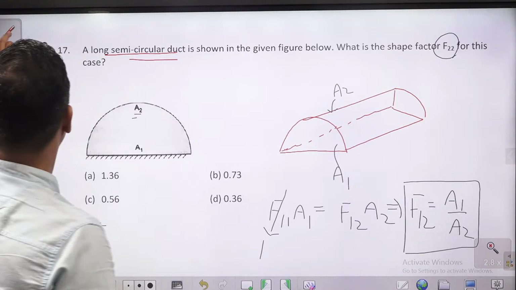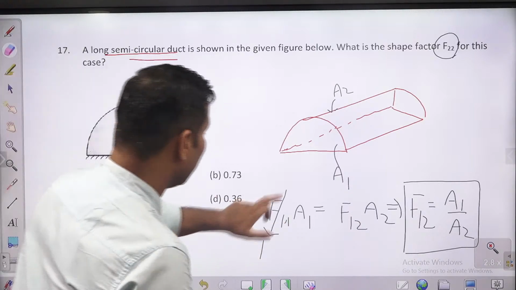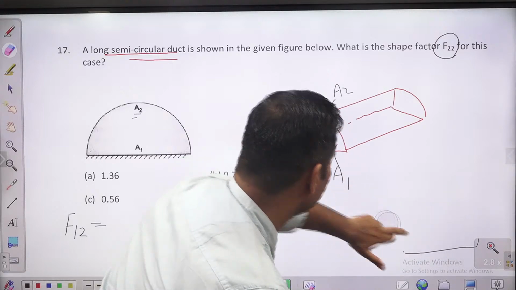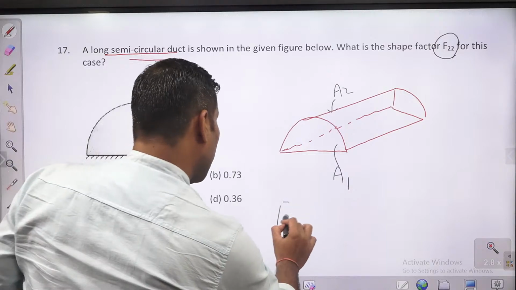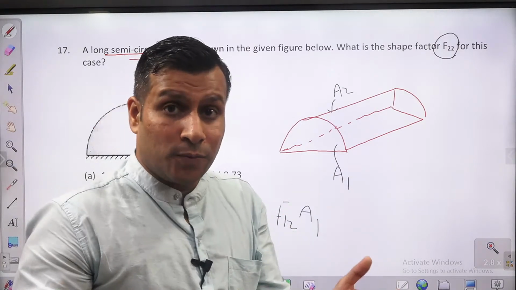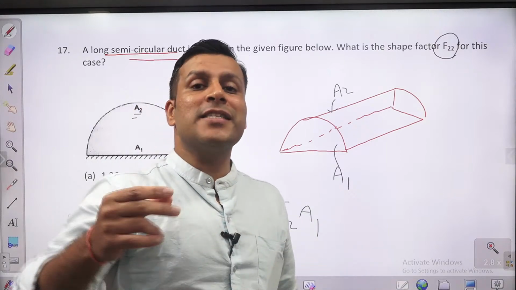इसको मैं लिखता हूँ F12. मैं थोड़ा सा इसमें गलत लिख दिया. Let me again write this equation, guys. So this is F12A1. For flat surface, the self-shape factor is 0. F11 तो 0 जगह मैंने लिख दिया F11. So this is not F11, this is F12.